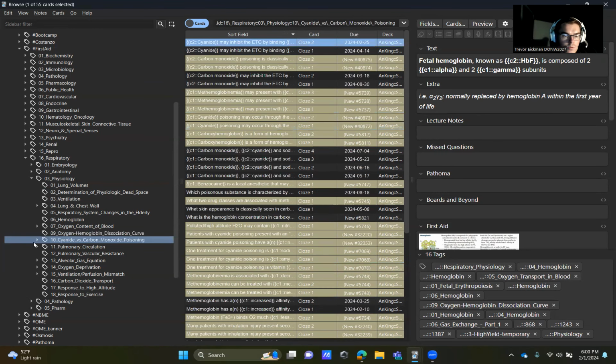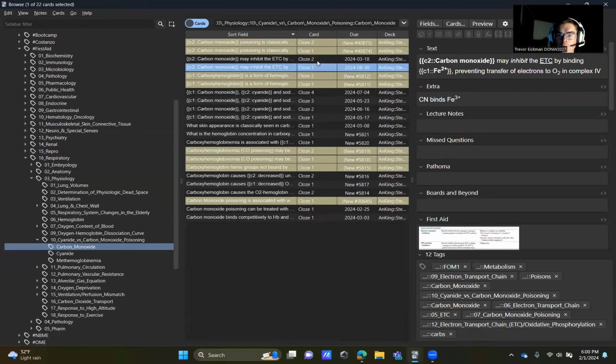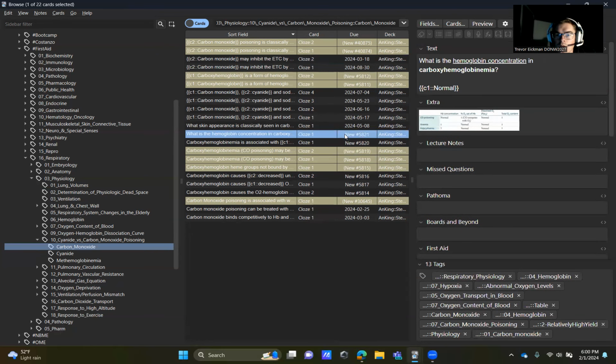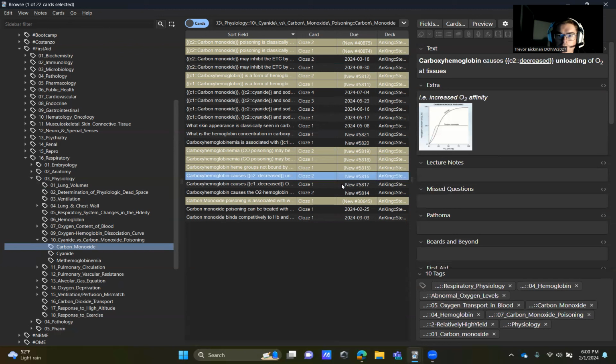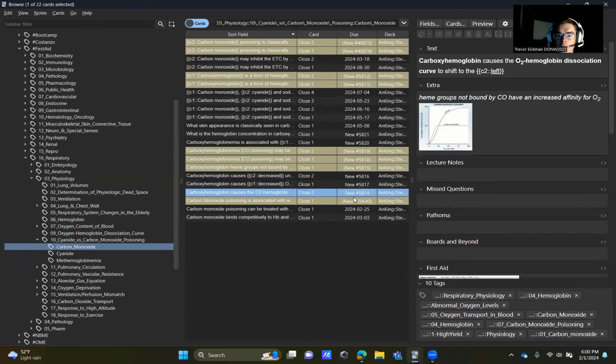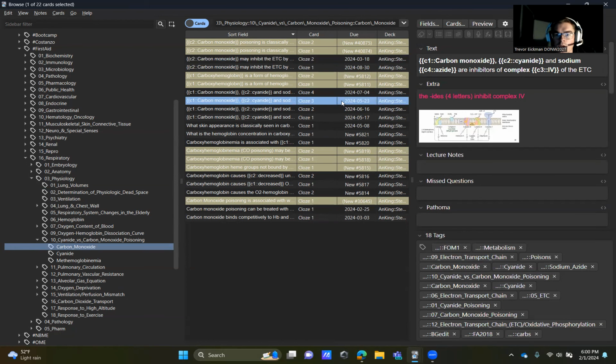And then we're going to move to poisonings, and we're just going to talk about carbon monoxide poisoning for now. You just want to grab these two, or actually, I had a bunch of these activated previously. So the new ones I activated are these two down here, and then these three here. But if you want, you can activate all the other ones. It's mostly talking about its effects on the electron transport chain.